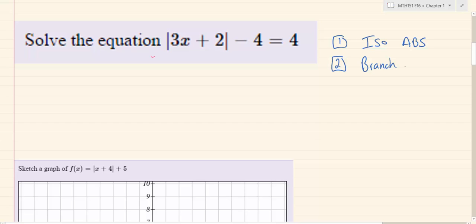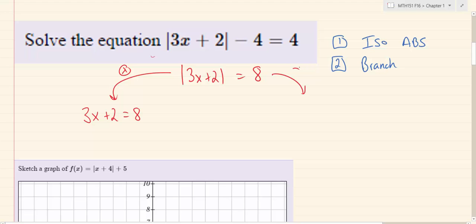So let's work on this equation and get the absolute value by itself. We're going to do that by adding 4 to both sides. Now we can branch. So the positive branch is going to be 3x plus 2 equals 8. And we're going to solve that. And then the negative branch is going to be 3x plus 2 equals negative 8.